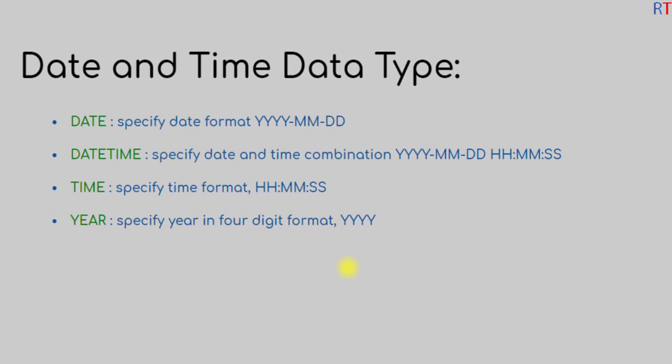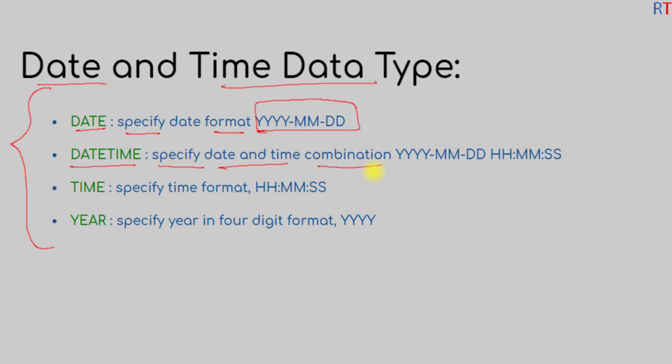And next we are going to talk about the date and time data type. So mostly used date and time data types are, first you have the date. It is used to specify the date in the format year, month and day. And next you have the DateTime data type. It is used to specify date and time in combination, and the format is, first you have the year, month and day, and then we have the hour, minute and second.